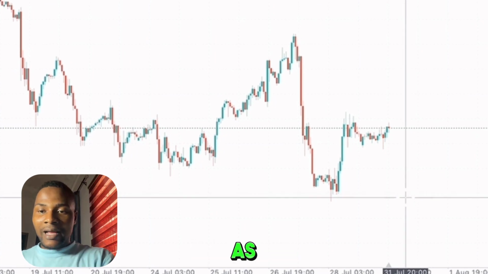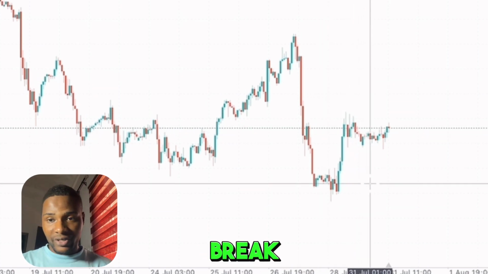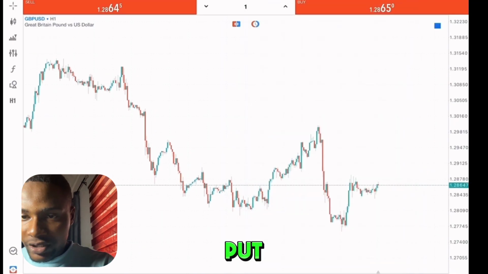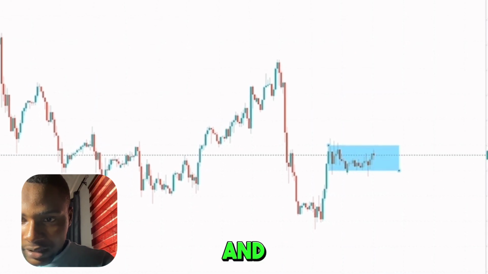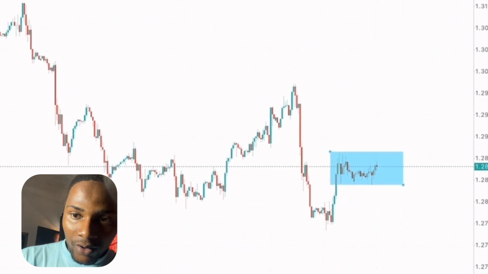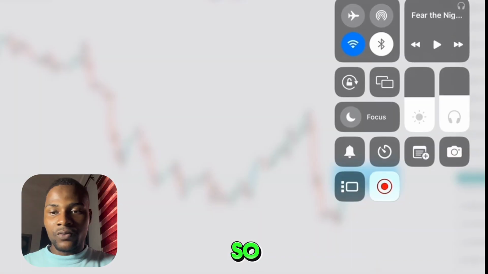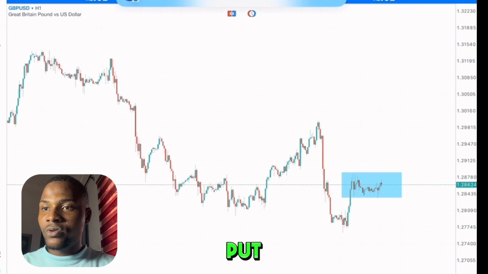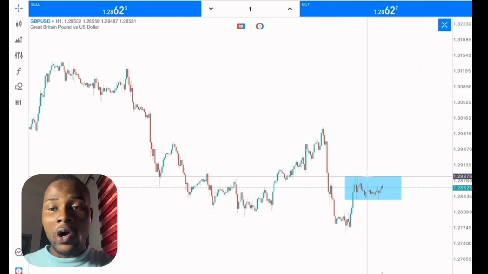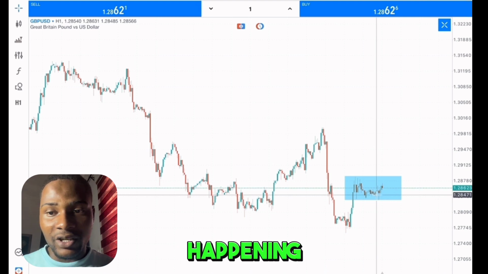At this point you are not sure where price is going to break, whether to the upside or to the downside. So what you need to do is just box this area, starting from the top and then stretching it all the way to the lowest point where price has gotten to. Always remember, I put it from the very top point to the very lowest point. So you can see I have boxed it right now. I have put the blue zone from the top and the bottom of this range, which is currently happening on the market right now.